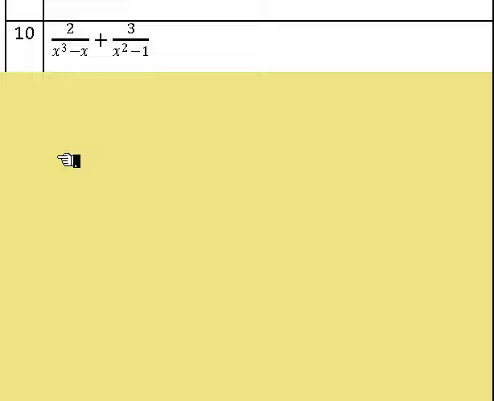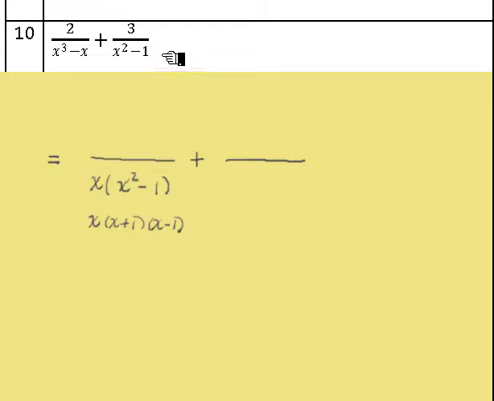In number 10, we're going to do the same sort of thing to get the common denominator. We'll factor the denominators first to help us find that common denominator. So we can pull out an x from here. We do that, we get x times x squared minus 1. Well that's x times x plus 1, x minus 1. And here we have x squared minus 1, that's x plus 1, x minus 1. So we factored the denominators.